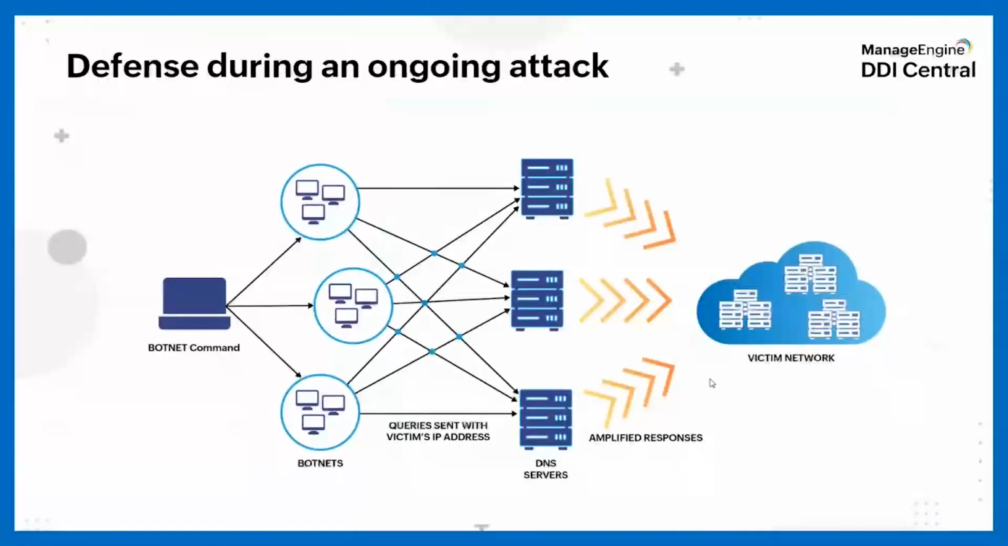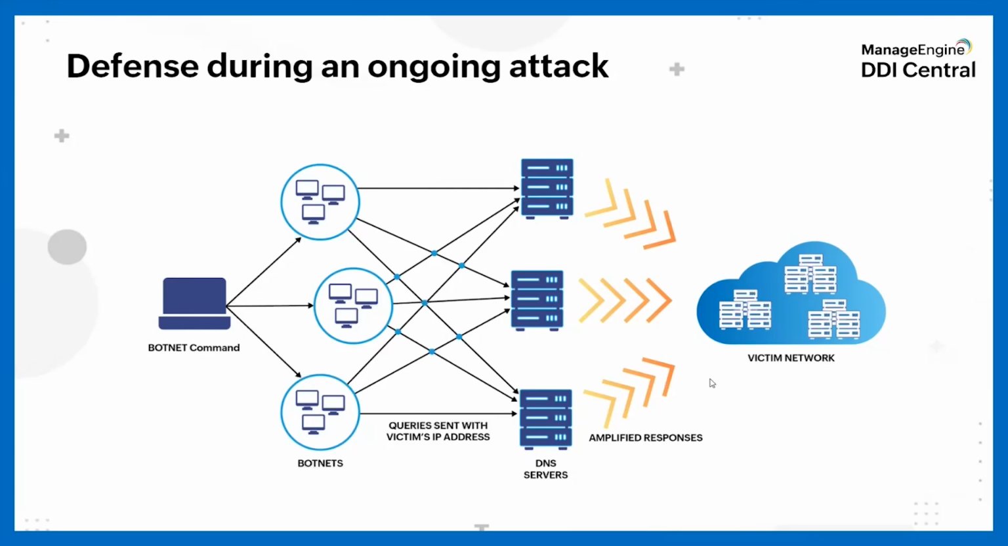Let's dissect a common cyber threat attack scenario involving a botnet and discuss the defensive strategies that can be employed using a DDI solution. At the core, we have a botnet command center targeting a particular victim network in your site's network. It keeps sending instructions to compromised endpoints called botnets. These botnets then execute the attacks by sending malicious queries to the DNS servers using the IP address of the victim. This is known as IP spoofing.